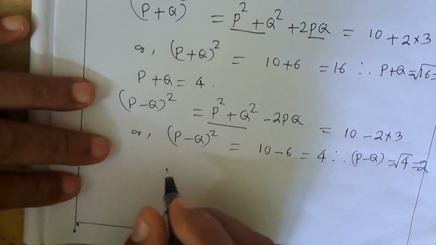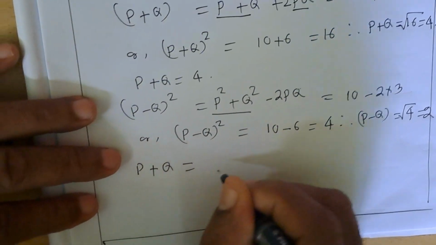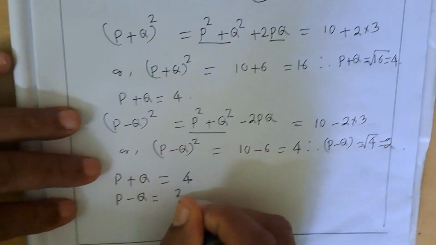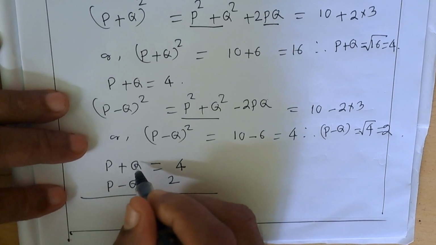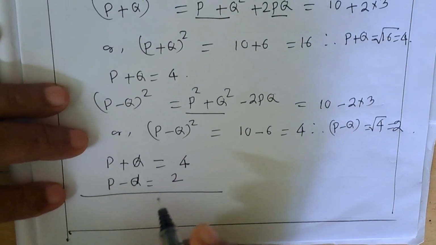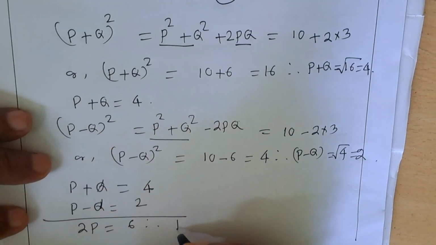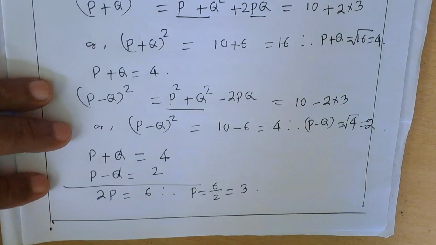Then p plus q is equal to 4, p minus q is equal to 2. Adding these equations, plus q minus q cancel, 2p is equal to 6. Therefore, p is equal to 6 by 2 is equal to 3.